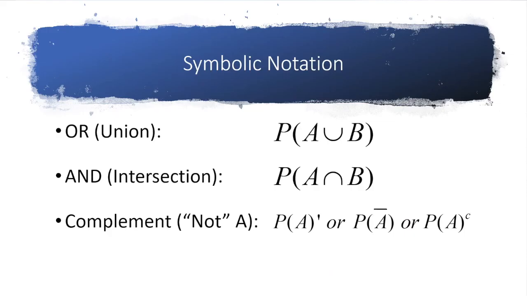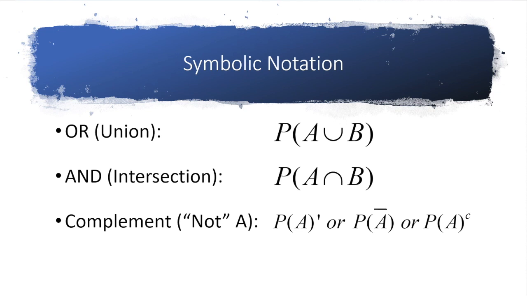In probability, we use what we call set notation as symbolic notation, and you'll see this used a lot on SAT or ACT problems, so it's good to recognize what these mean. We've talked already about what the OR problems are and the AND problems. So remember, OR means union and AND means intersection.